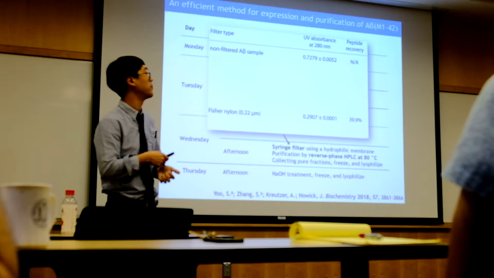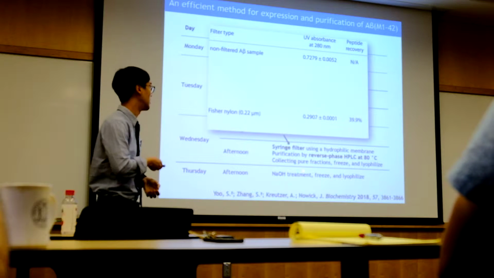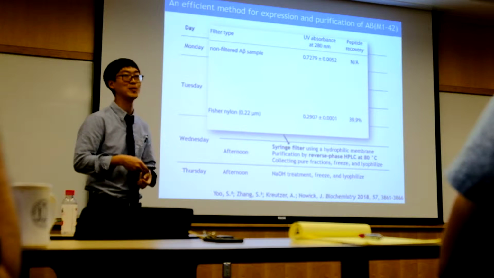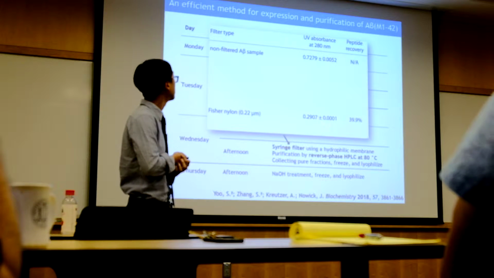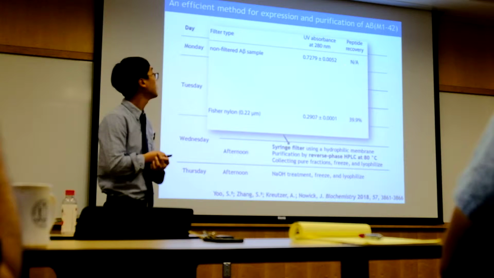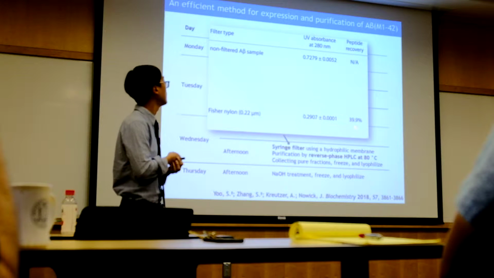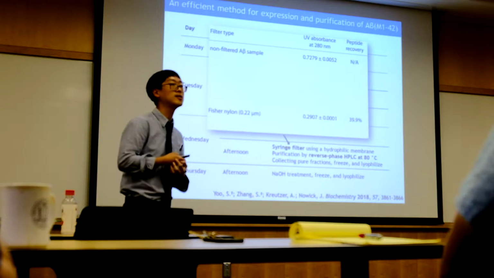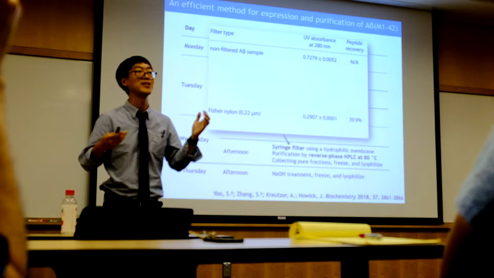Losing yields already by just filtering through. The reason I chose the filter is to save the HPLC columns from exploding. So I took the absorbance at 280 with unfiltered and with the filter, took the ratio, and I found that I was already losing 60% of the material, which is not ideal, right?